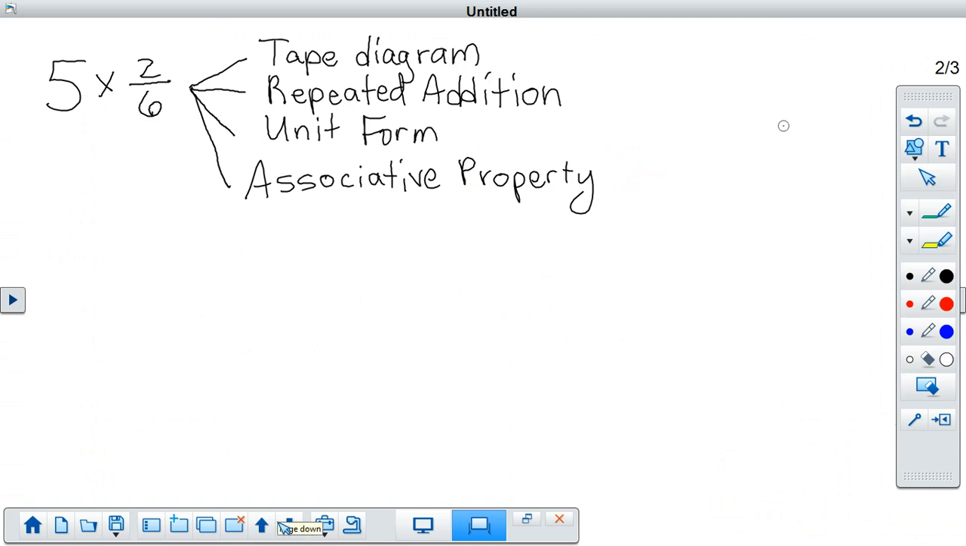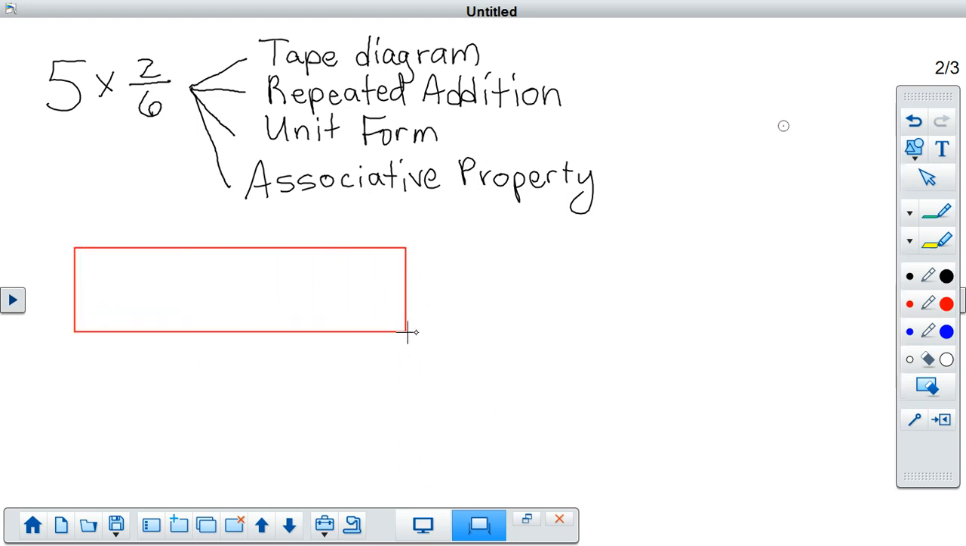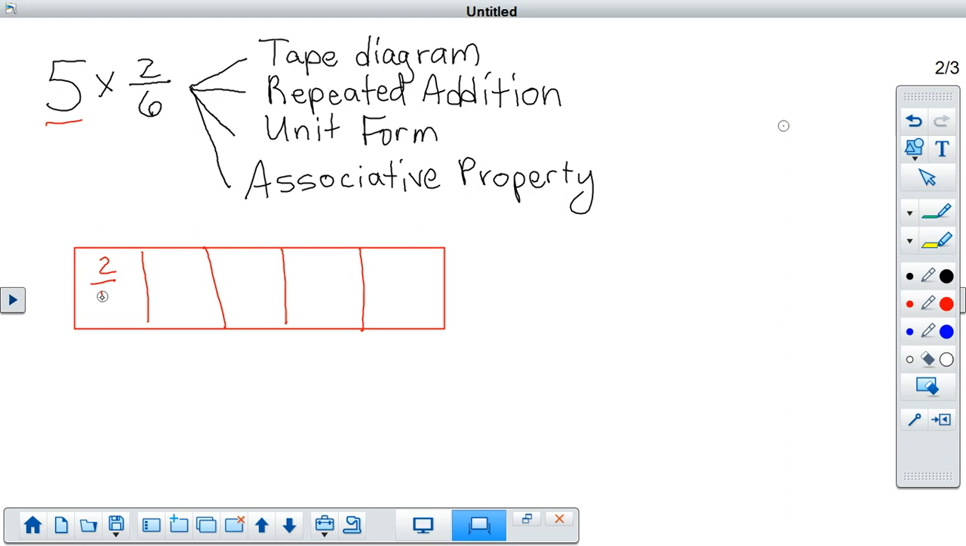So in the practice, here's one of the sample problems. To represent 5 times 2/6, there's a variety of ways that you could look at it. First, we'll start with the tape diagram. So if I were to draw a tape diagram to represent 5 times 2/6, first I would draw my box. Then I would separate it into 5 groups, 1, 2, 3, 4 lines, and inside each of these would be 2/6.